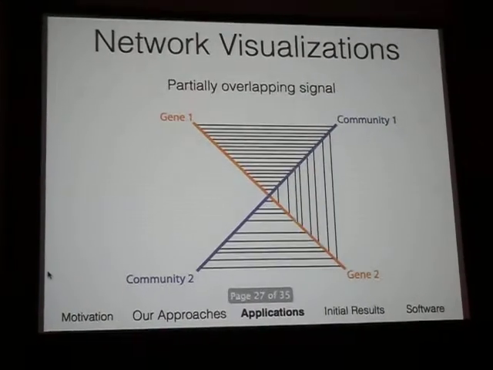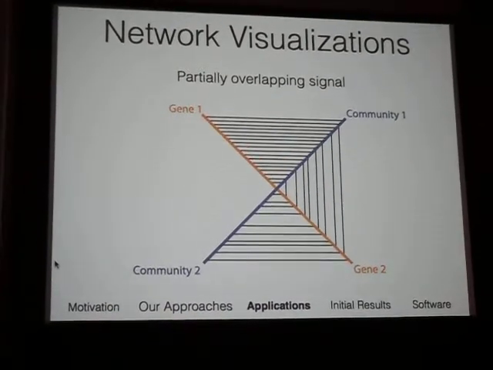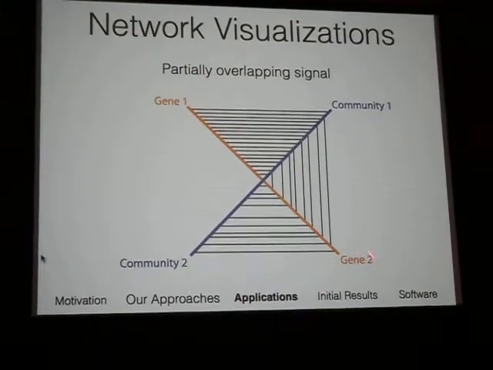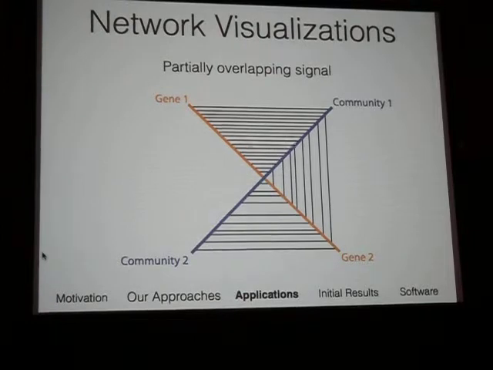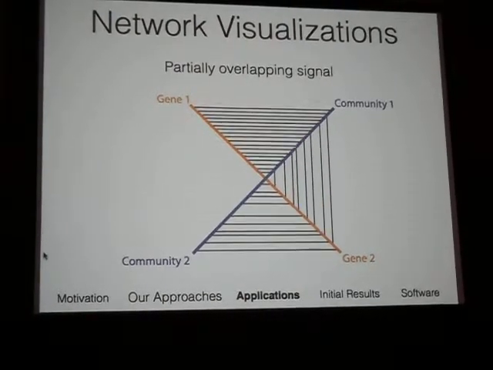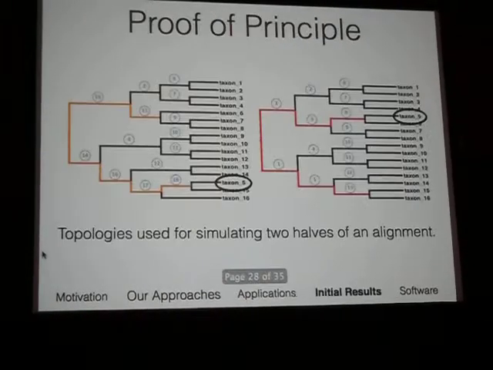But we could have more complicated cases where, say, gene 1 only supports the trees in community 1, but gene 2 has a mixture of support for trees in community 1 and community 2. And again, there are many other formulations of these types of plots that we can use.